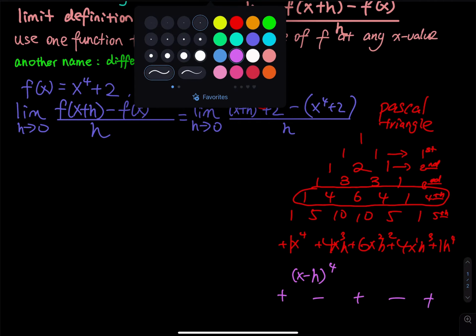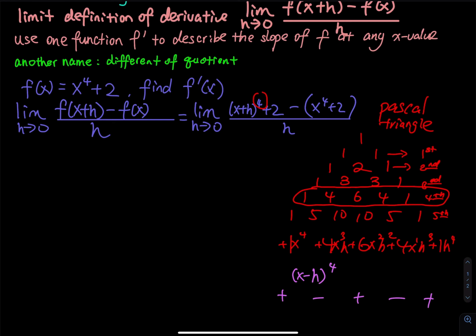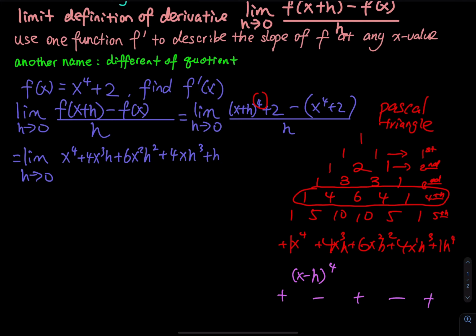So now let's fully open that up. So we have the limit as h goes to 0 of x to the fourth plus 4x to the third h plus 6x squared h squared, and then plus 4x h to the third, and then plus h to the fourth. So that opens up the fourth power. And then you add 2 minus x to the fourth, and then minus 2. You distribute the minus sign. And then you have the whole thing divided by h.